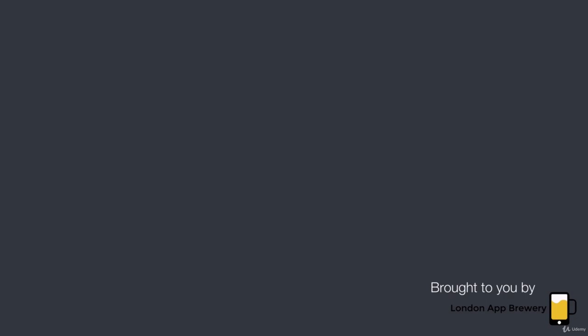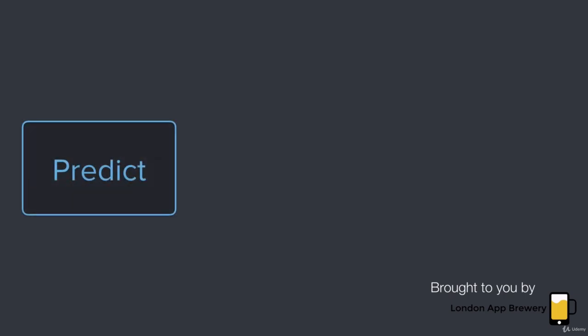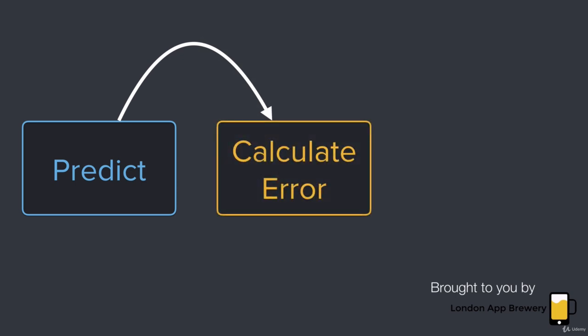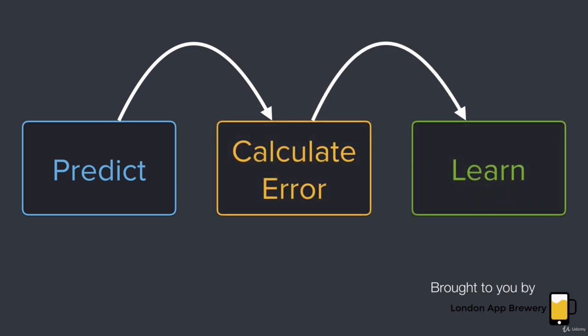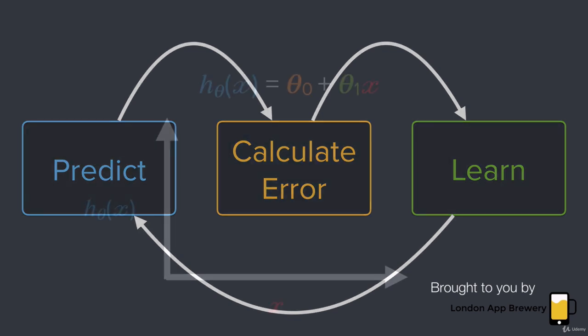All right. So previously, we've talked about the famous three-step machine learning process: predict, calculate the error, and learn. Now, the middle step is something that involved calculating an error. And I glossed over that part in the last lesson. So, what does that mean, and how do we calculate the error exactly?